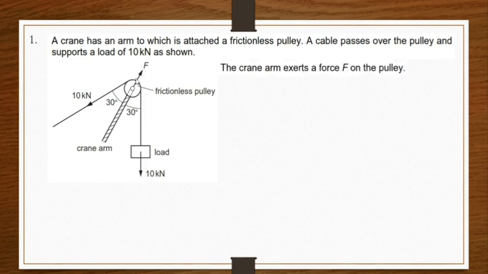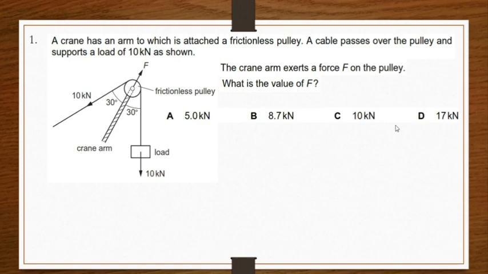The crane arm exerts a force F on the pulley, and we want to find the value of F given the options. First of all, we have to see that here the value of F will be equal to the resultant of the tension forces. So if we want to find the tension force here, I will draw the free body diagram of this load, and there is the weight force 10 kilonewtons, and there is tension here, which is the same as tension there. Because this system is in equilibrium, then the tension here will be equal to 10 kilonewtons also.